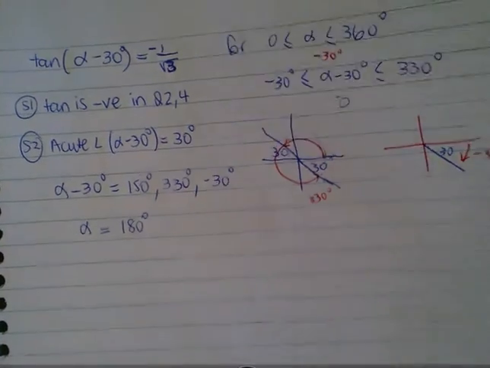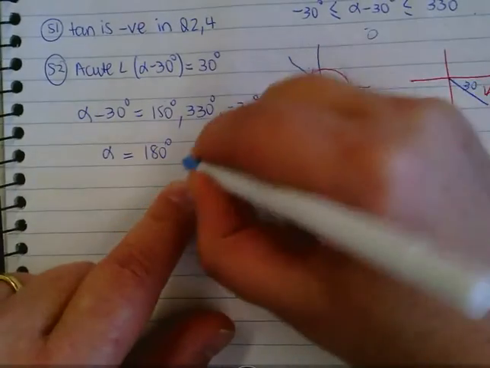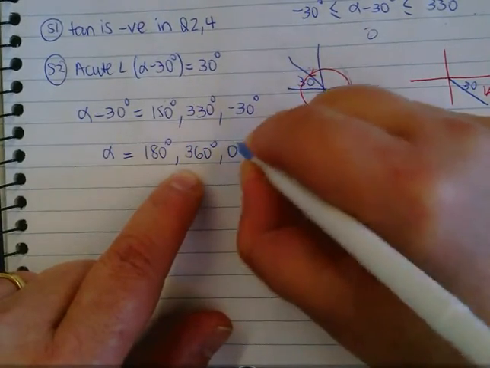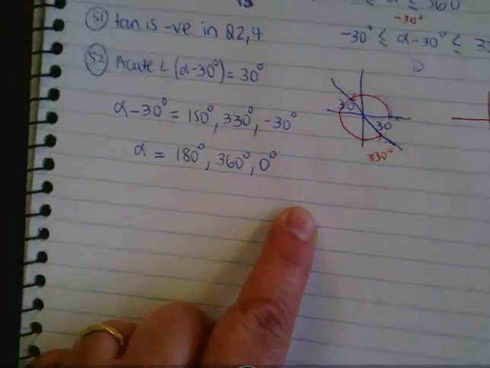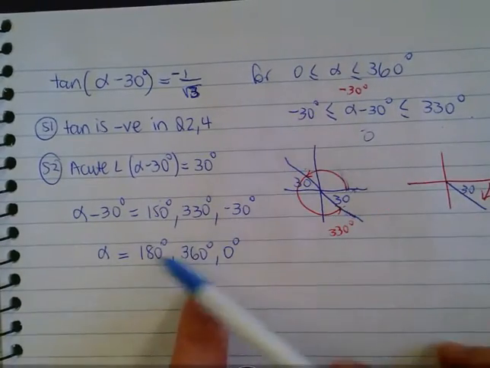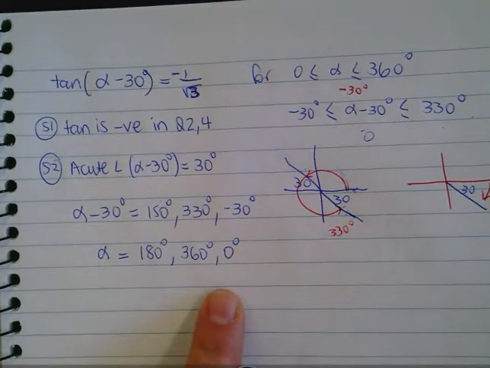All right? So now I add 30 onto each. What do I get? And 0. And have a look. Now, look at the original domain. It goes from 0 to 360, and all these lie between 0 and 360.